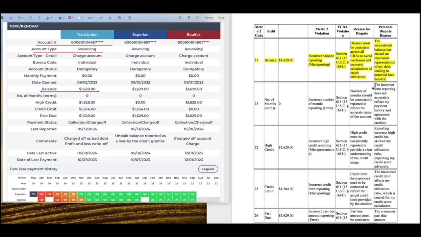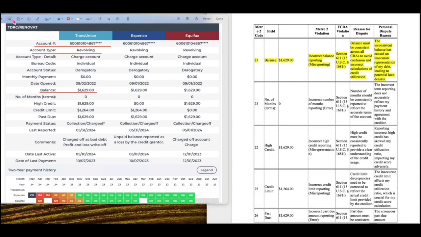So if you're confused or stuck on what reasons to give, copy this stuff. Okay, so the next one is number of months term. So that's here.